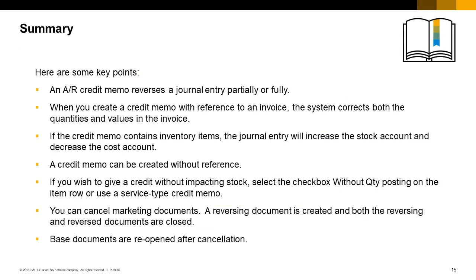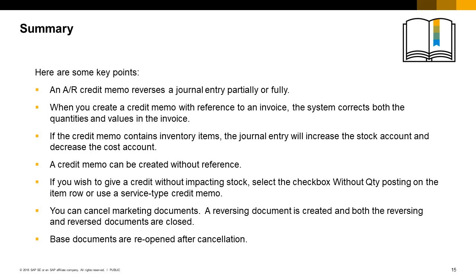An AR credit memo reverses an AR invoice's journal entry either partially or fully. When you create an AR credit memo with reference to the AR invoice, the system corrects both the quantities and values in the invoice. If the credit memo contains inventory items, then the journal entry for the credit memo will also increase the stock account and decrease the cost account.